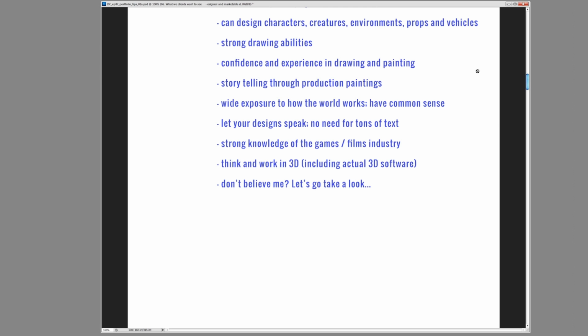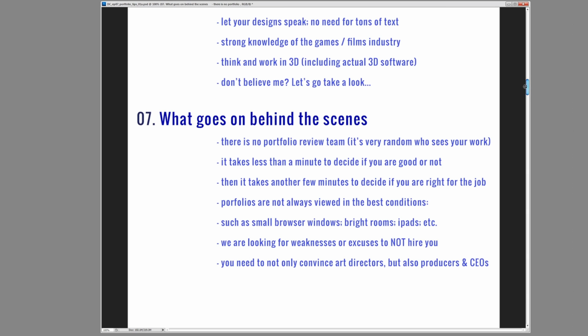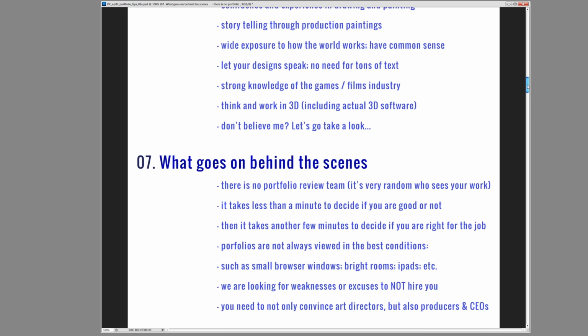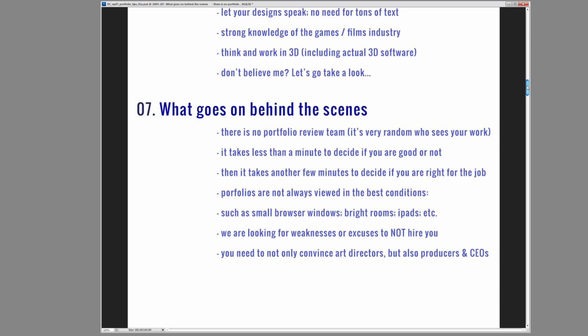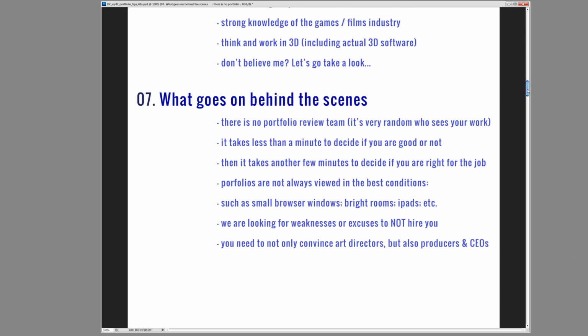All right, let me hurry up here because we still have a few more bullet points to go through. Let's turn on big giant topic number 7. Now that we mentioned what a company looks for, let me share with you a little bit of behind the scenes of what actually goes on in a portfolio review. So what goes on behind the scenes?